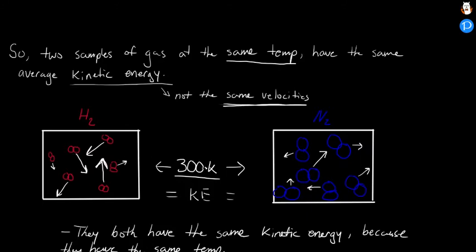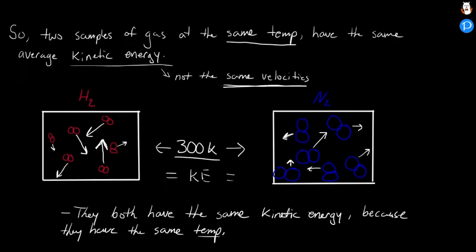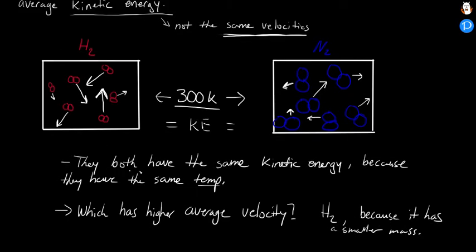It needs to be in order to be at 300 K, but for N2, these molecules don't need to be moving as fast in order to be at 300 degrees Kelvin because their mass is much bigger. And so they have the same kinetic energy, but they don't have the same average velocity. H2 is going to have a much higher velocity because it's got a smaller mass, and that's what we have written down here. So both have the same kinetic energy because they have the same temp, but which one has a higher average velocity? It's going to be H2 because it has a smaller mass.